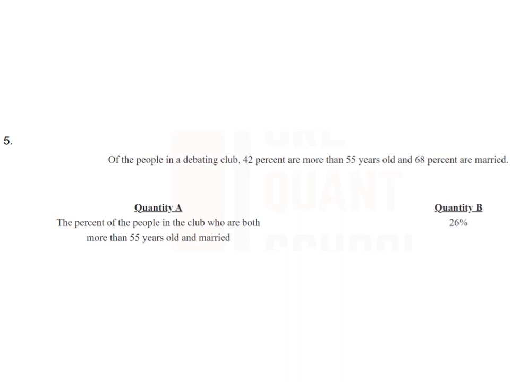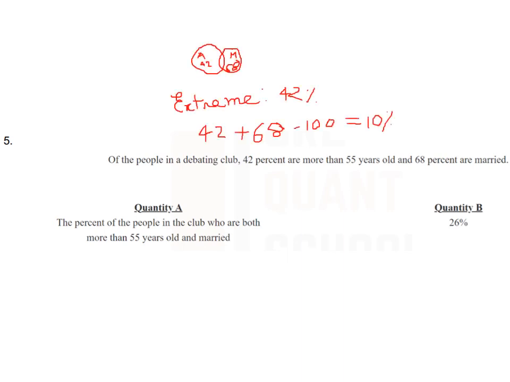Here's the fifth question. Of the people in a debating club, 24% are more than 55 years old and 68% are married. The question is the percent of the people in the club who are both more than 55 years old and married. We can use the Venn diagram in this case.